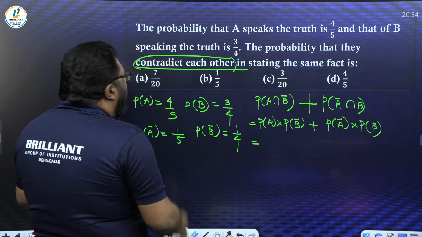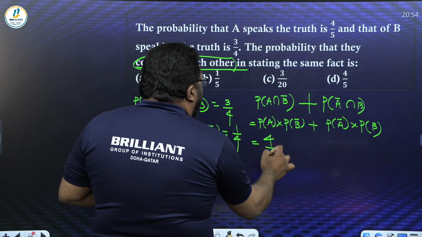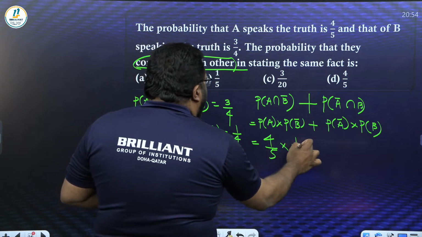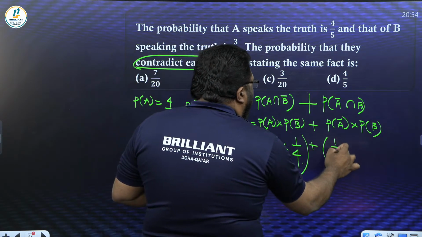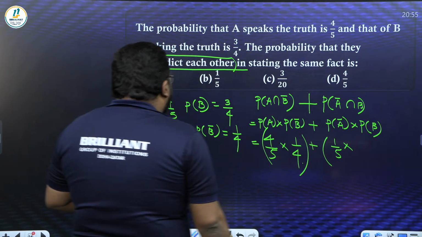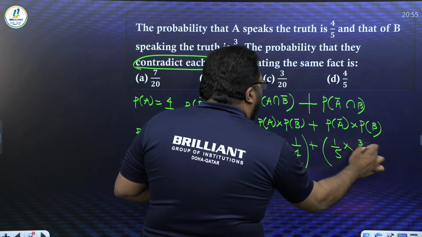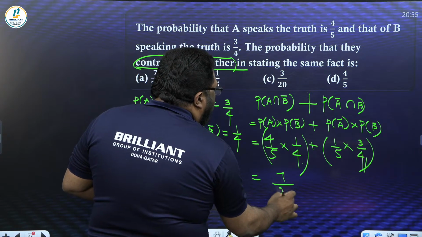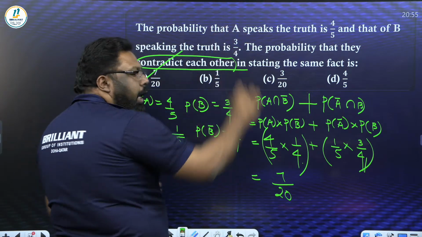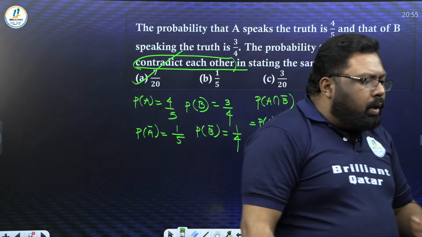So what is P of A, all of you? 4 by 5. Multiplied with B complement, 1 by 4. And then P of A complement, 1 by 5. Multiplied with P of B, and P of B is 3 by 4. So your product is going to be 4 plus 3, 7 by 20. Option A.